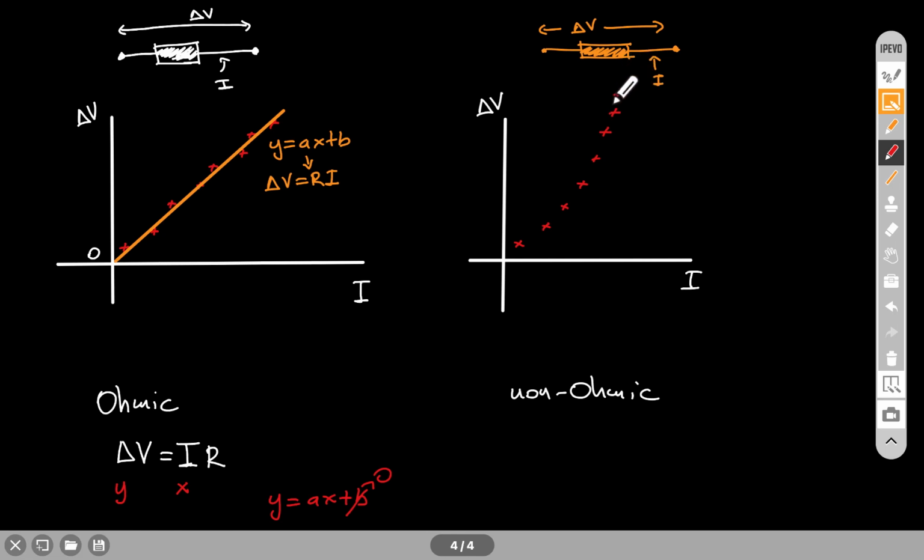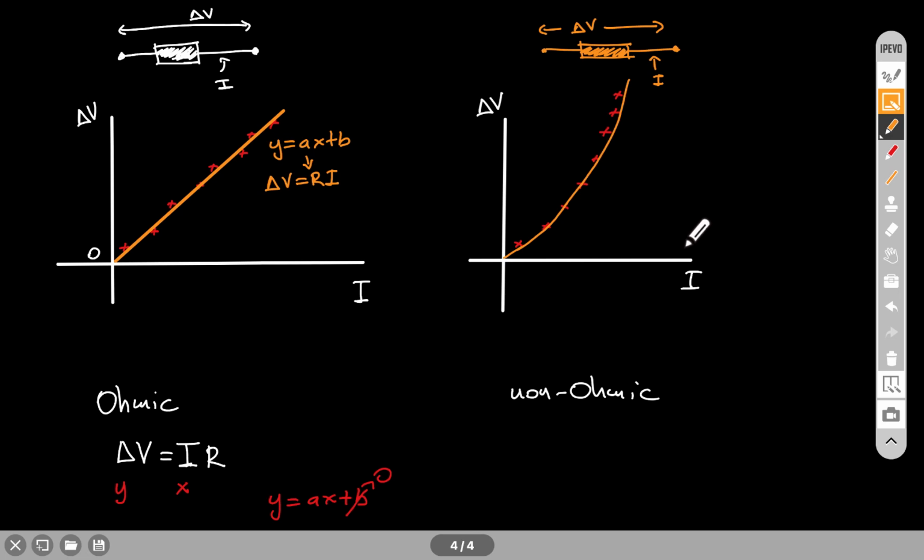Now, you get the idea. What if you get this kind of graph? Obviously you cannot model it as a straight line because it is not. And I don't know how you will decide to model it; I'm just giving you an example. If you see that the relationship between delta V and I is not a linear one, then what you have is non-ohmic materials, non-ohmic objects. They do not obey Ohm's law.